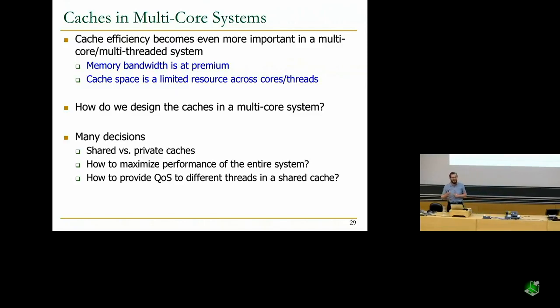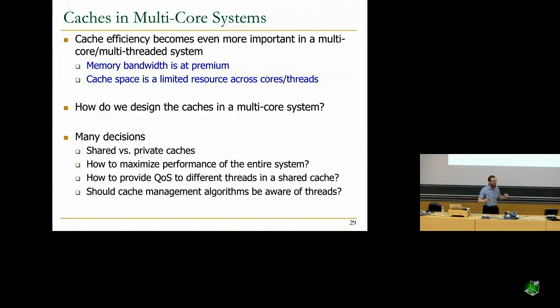This is important. You may have an application that is very intensive in terms of the cache space it requires, and you may have another application that's not very intensive, that has very good locality, but because you're sharing the cache between these two applications, the application that would otherwise have very good locality isn't getting a lot of hit rate in the caches. So that's a quality of service problem. And should cache management algorithms be aware of threads? It's probably a good idea.